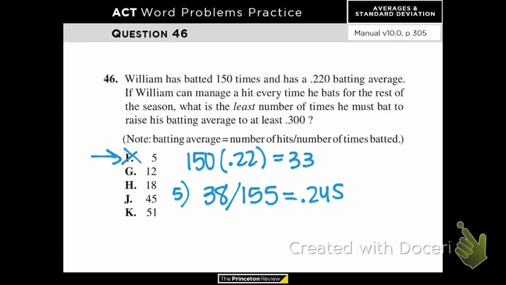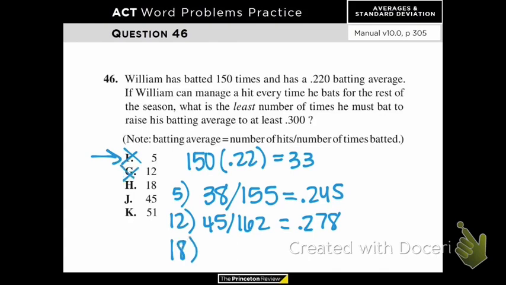Okay, so then I'll go ahead and try 12. That's the next highest number. So again, I'm starting with 33, and this time I'm going to add 12 to it, because that's the number of hits he would get. So 33 plus 12 is 45. Again, I'm taking the 150, this time adding 12, which gives me 162. And then I need to divide to see if that gets me up to .300. So that's actually just .278. So that one is not right either.